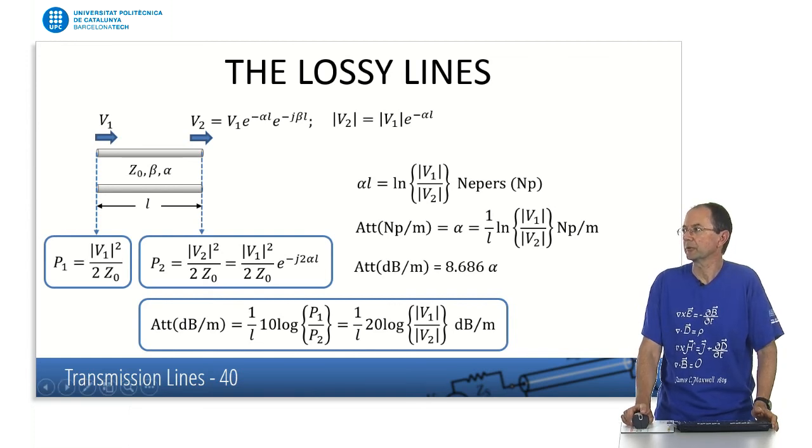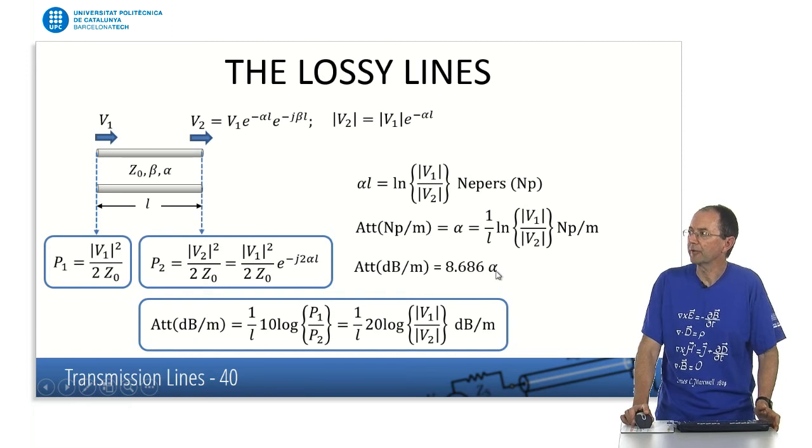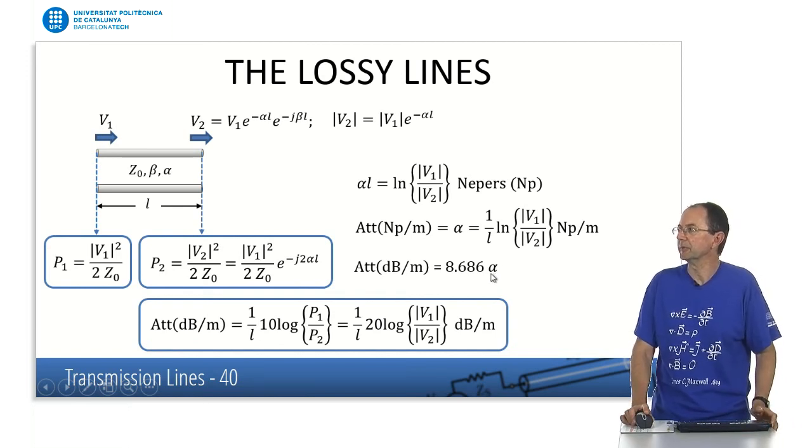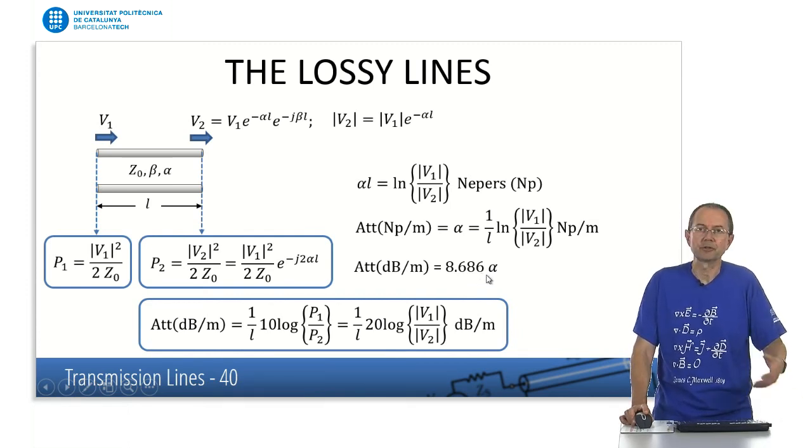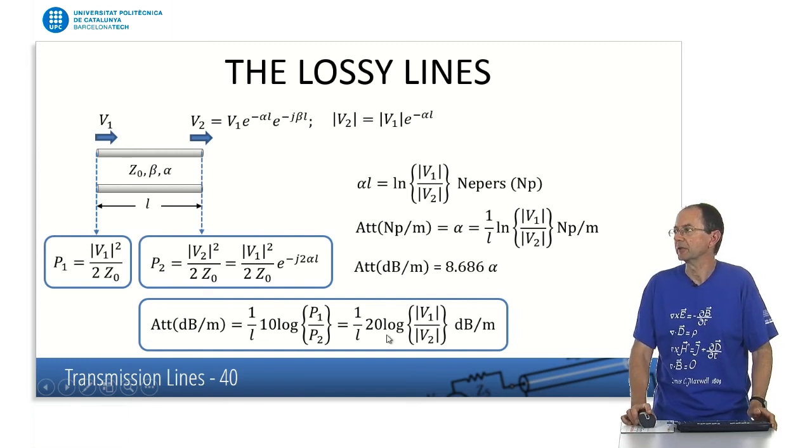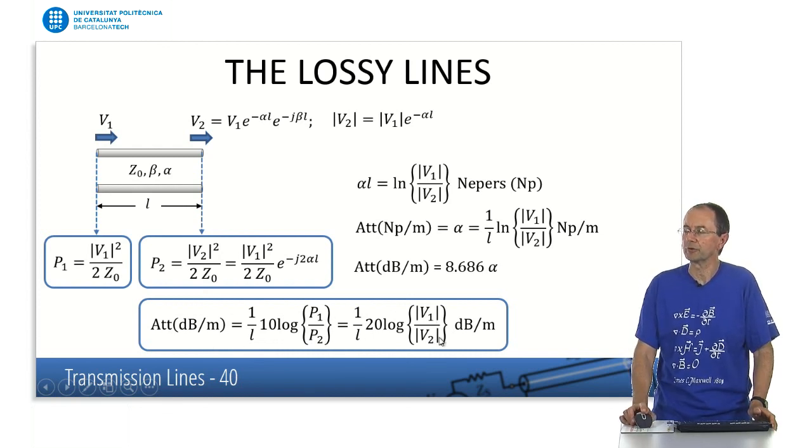But it's not a problem. If you take logarithms, you can transform this alpha parameter in Nepers per meter into a dB per meter parameter. You have to multiply by this constant 8.68. In such a way, you know what is the power decay of your transmission line at the end. This is just the ratio in logarithm units, in dBs per meter units, relating power or relating voltages along the line.